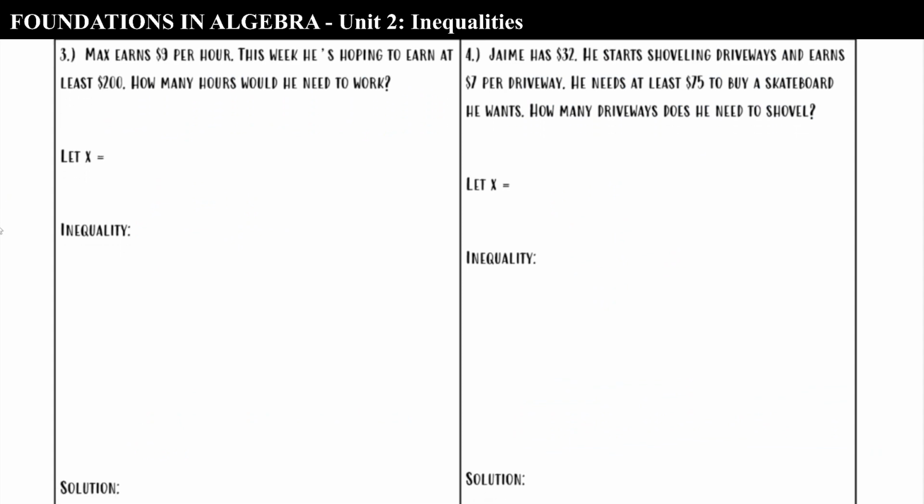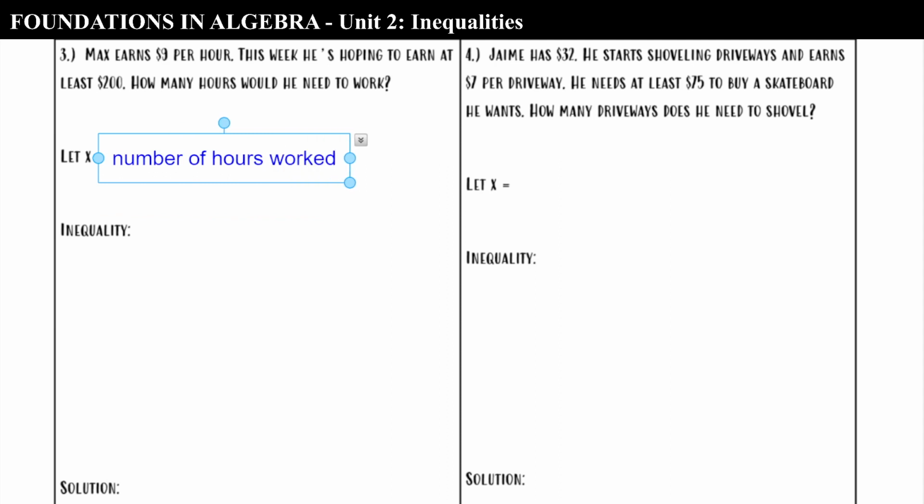All right, let's take a look at a couple more examples. So for example 3, Max earns $9 per hour. This week he's hoping to earn at least $200. How many hours would he need to work? And we're going to assume here that he can only work whole numbers of hours. He can't work any fractions of an hour for pay. So we're going to let X be the number of hours worked.